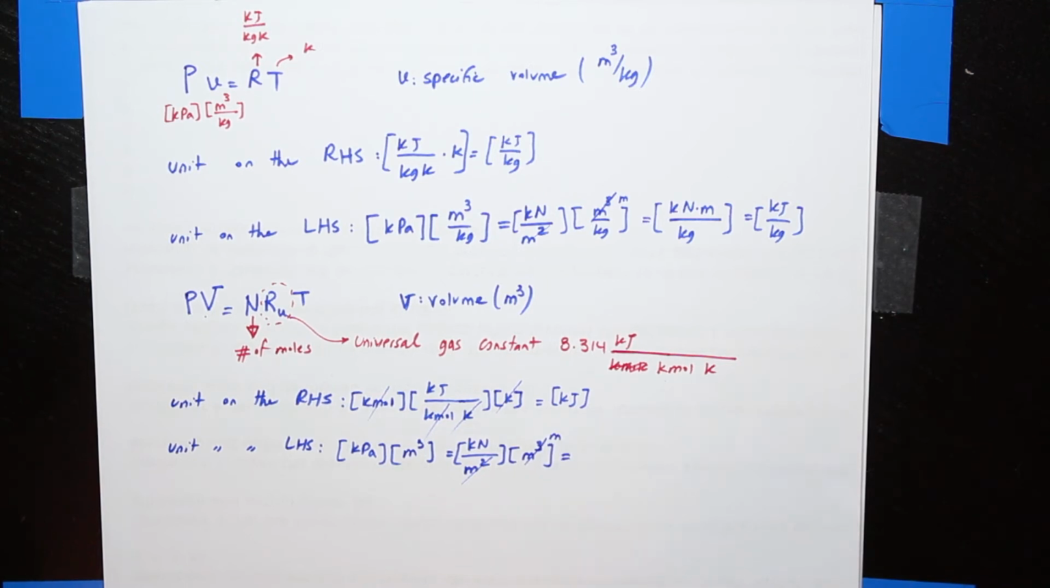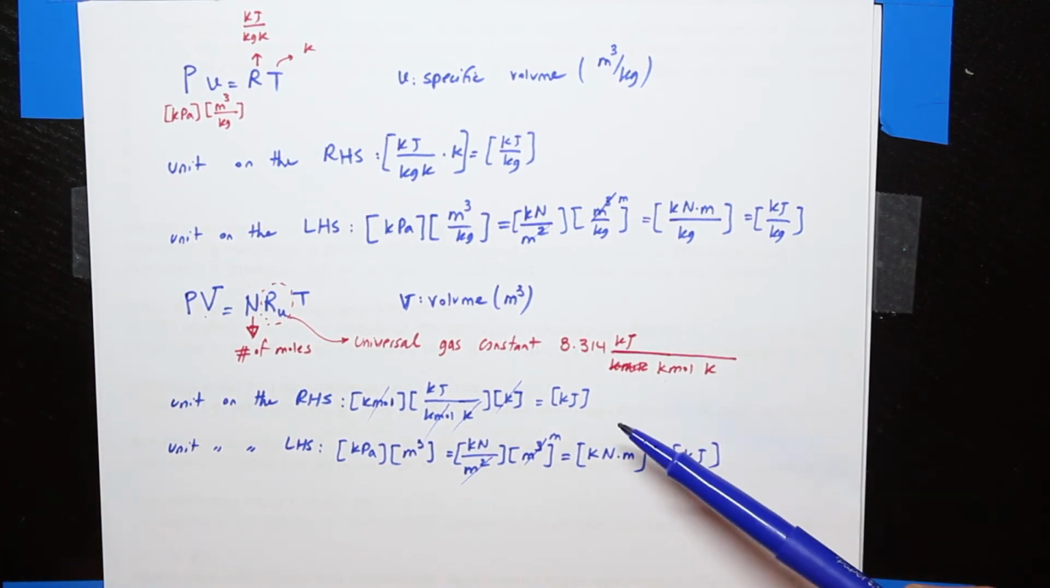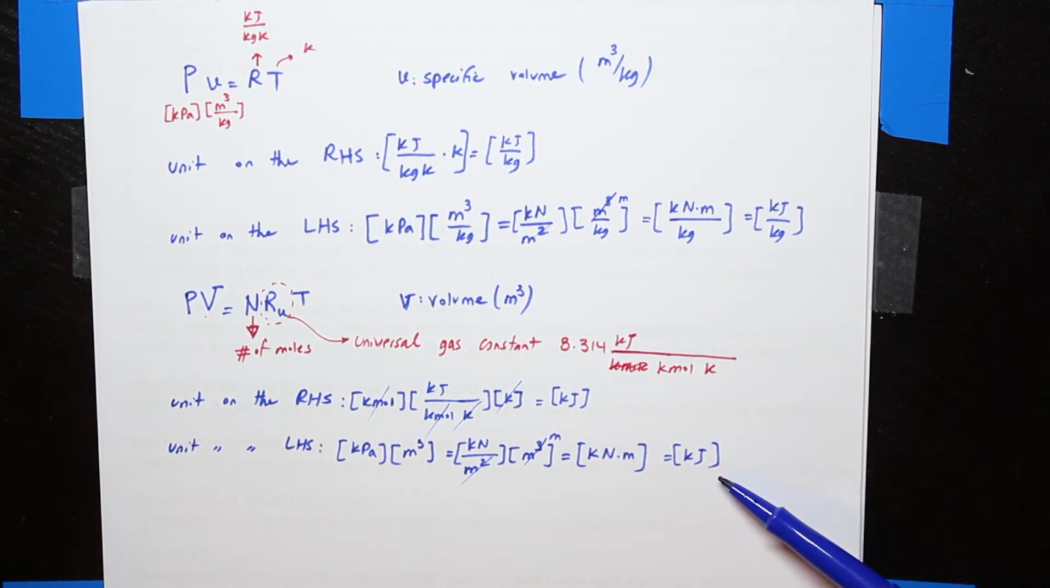So I will end up with 1 m here, and I will have kilonewton meter. So you know that Newton meter is joule. That means I will have kilojoule on the left hand side. So here we see that the unit we have on the right hand side is the same as the unit that we have on the left hand side.